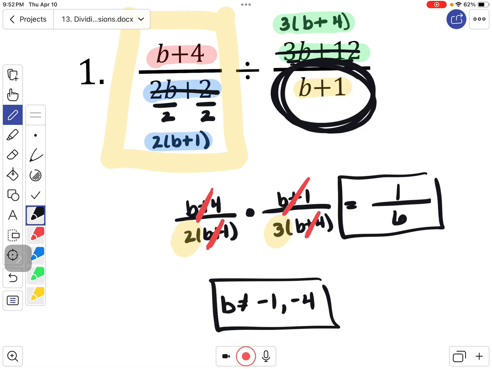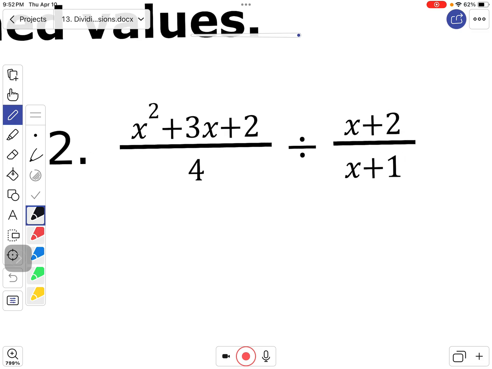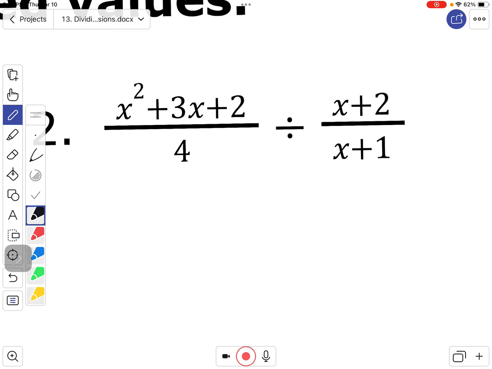So let's try number 2. Let's do the same thing with number 2. Okay, first thing I'm going to look for, greatest common factors. If you have a greatest common factor, you're going to go ahead and take that out first.